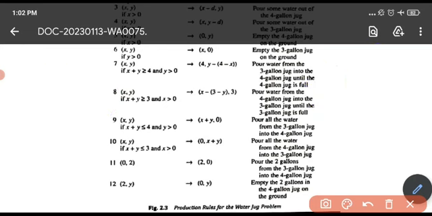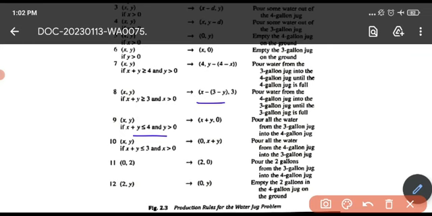Moving on to the next condition, that is x plus y is greater than or equal to 3. Then we have to do the same thing, that is x minus 3 minus y comma 3. And now if x plus y is less than or equal to 4, then we have to pour all the water from the 3 liter jug into the 4 liter jug. So then this will be 0, since we are pouring all the 3 liter of water, and the x value will be x plus y.